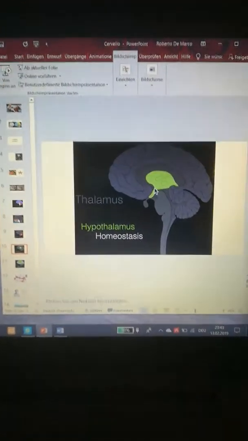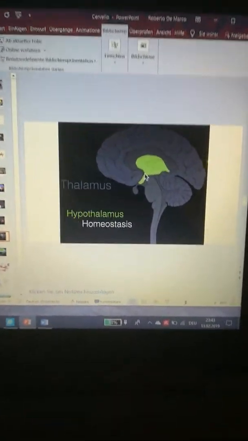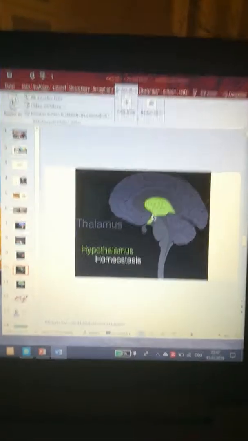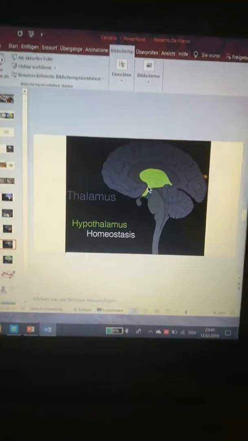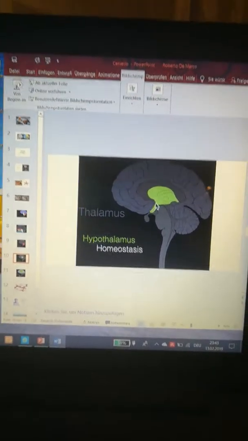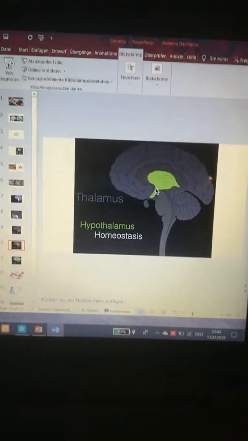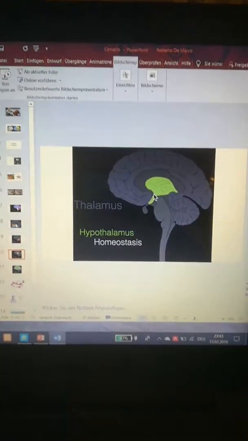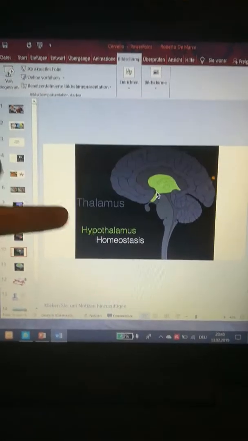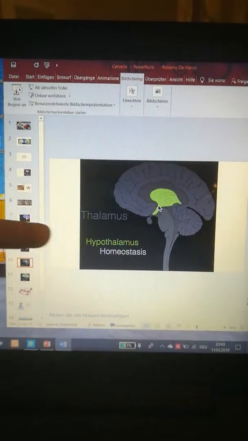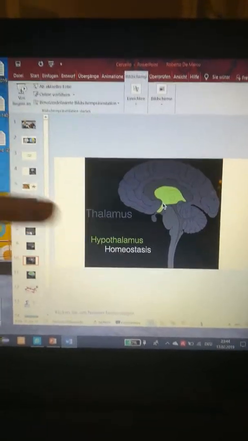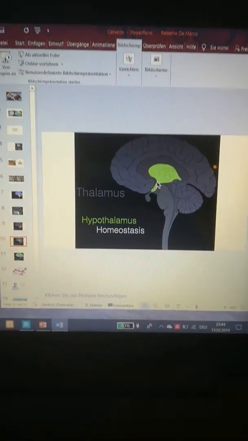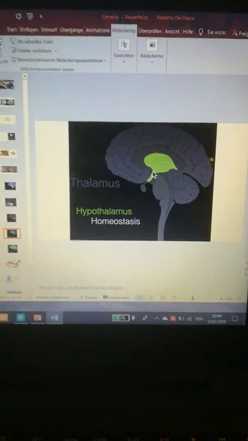Then we have thalamus. Thalamus is really important because it's like a radar that serves data and sends it where it is needed in the whole brain. And the hypothalamus, homeostasis, is also important because it maintains the body temperature.